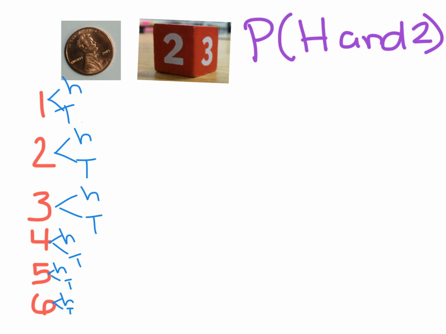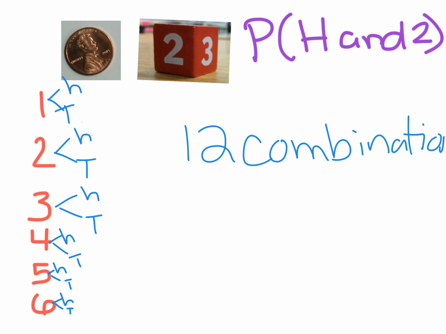All right, so now I have how many branches coming off of each number. So let's count. 1, 2, 3, 4, 5, 6, 7, 8, 9, 10, 11, 12. So there are 12 combinations that could happen, or possibilities coming out of this event.